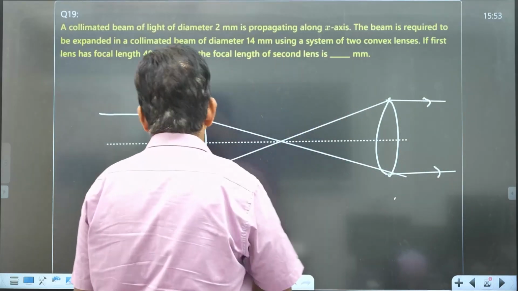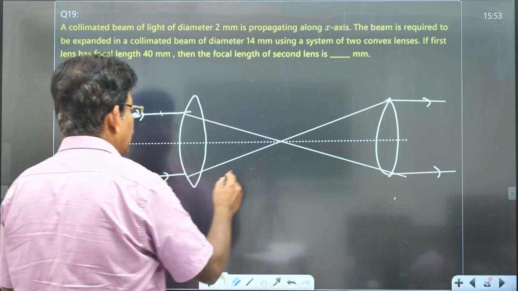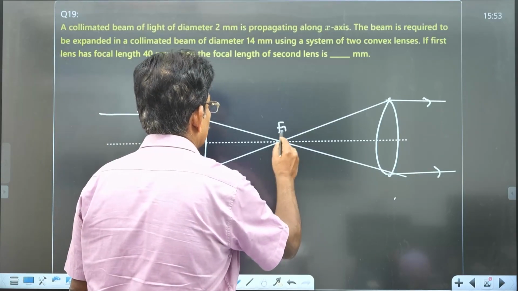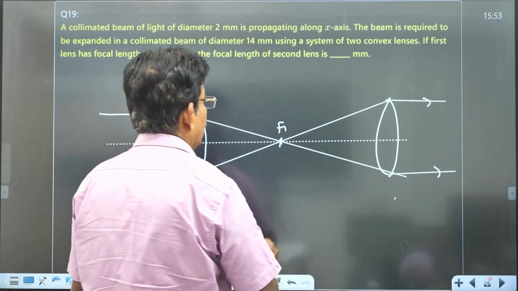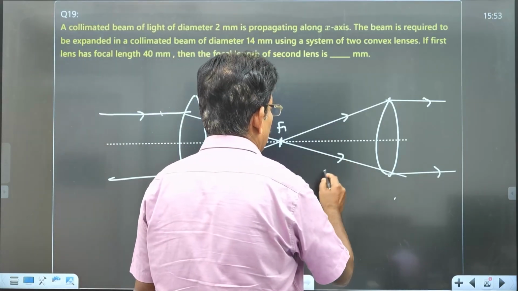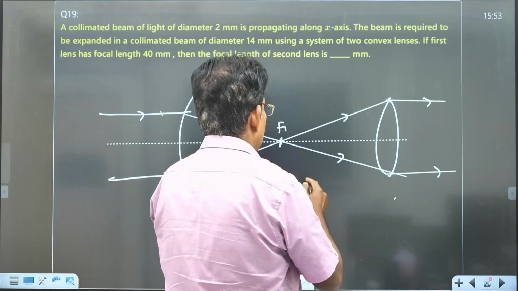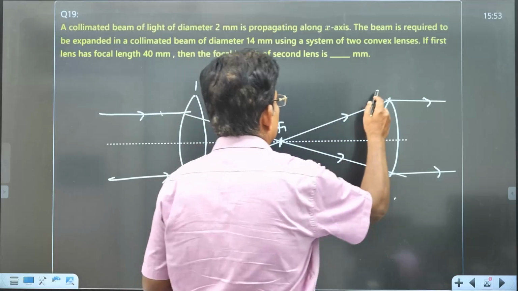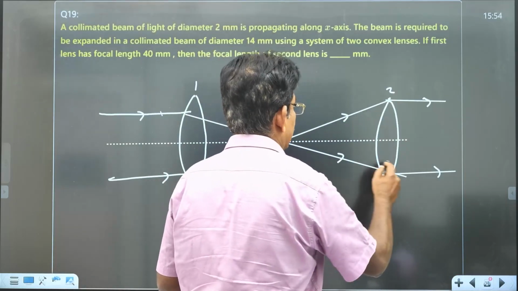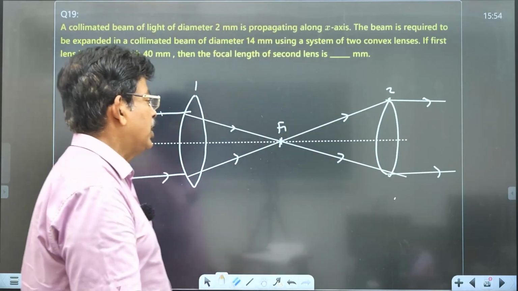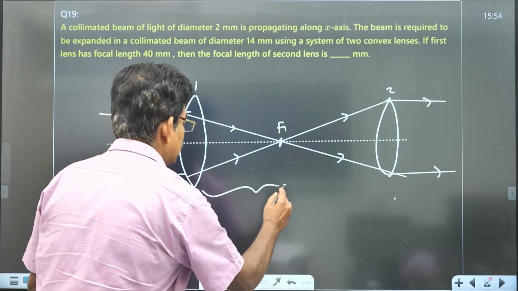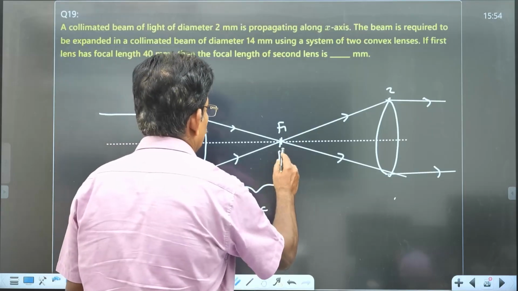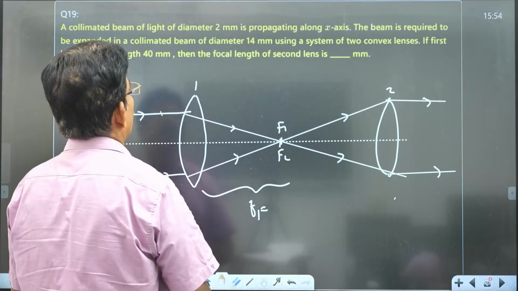Okay. So when light rays are coming parallel, they will be meeting at their focus. That is the focus of the first lens. And for the light rays to go parallel, according to the definition, this is the second focus of the first lens. It becomes the first focus of the second lens. So light rays will go parallel, or we use the word collimated beam. So this distance is F1, and F1 and F2 are coinciding. F1 is how much?